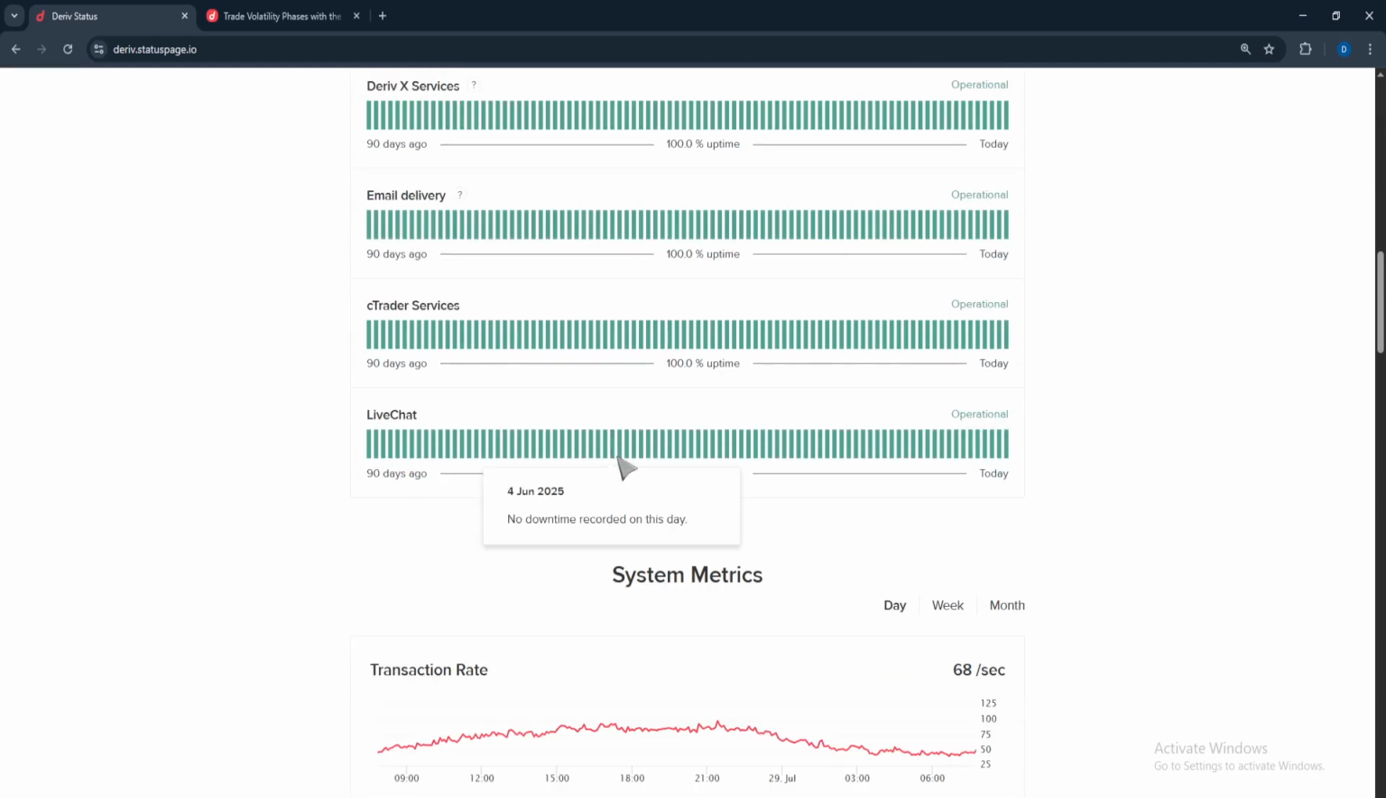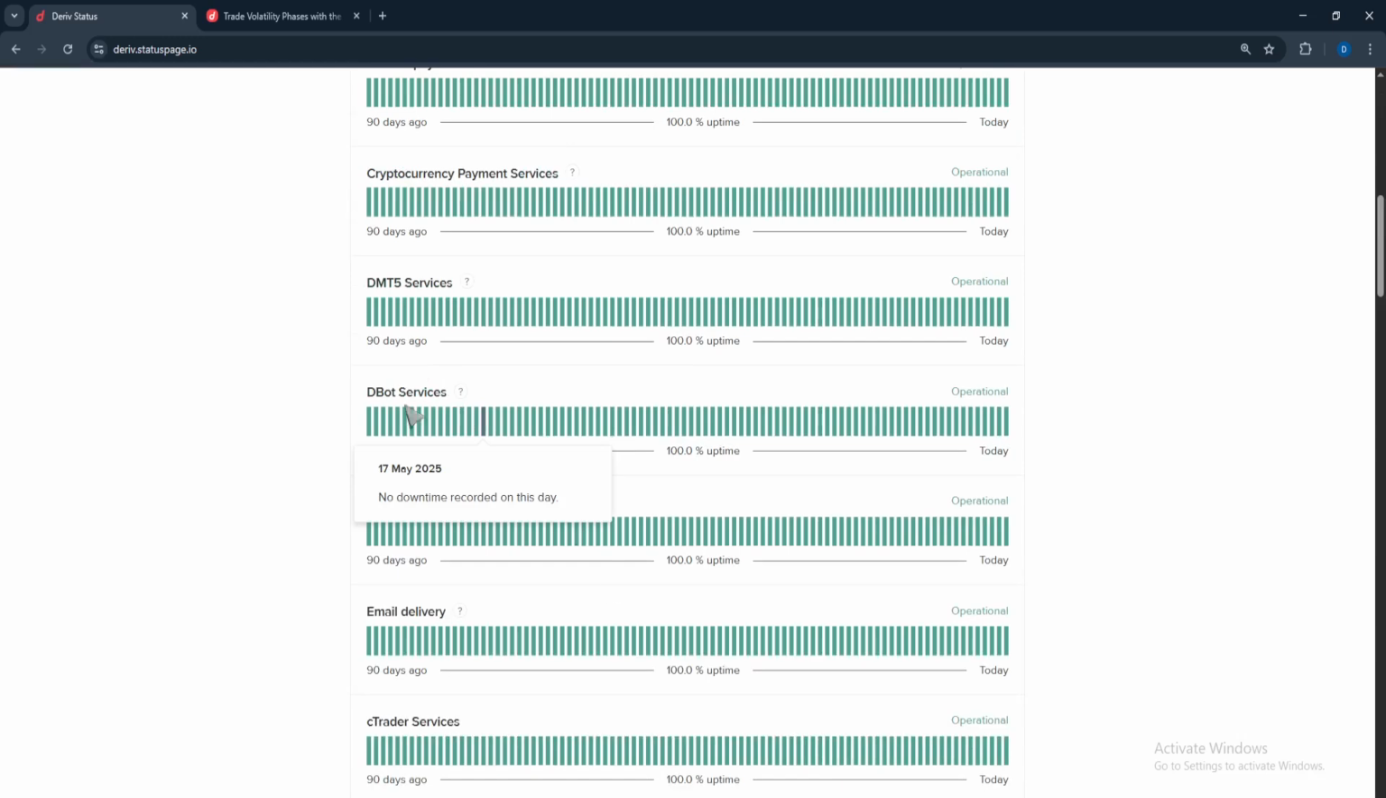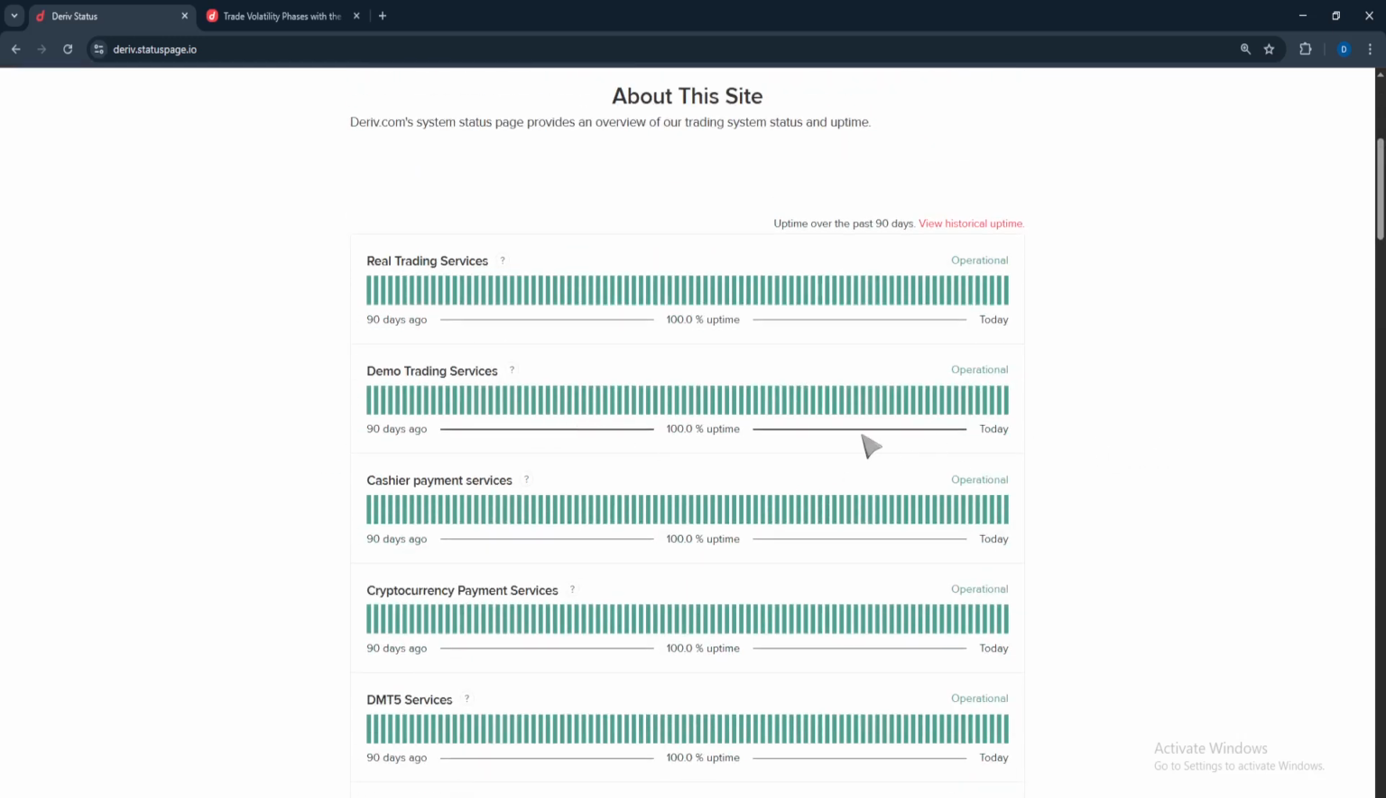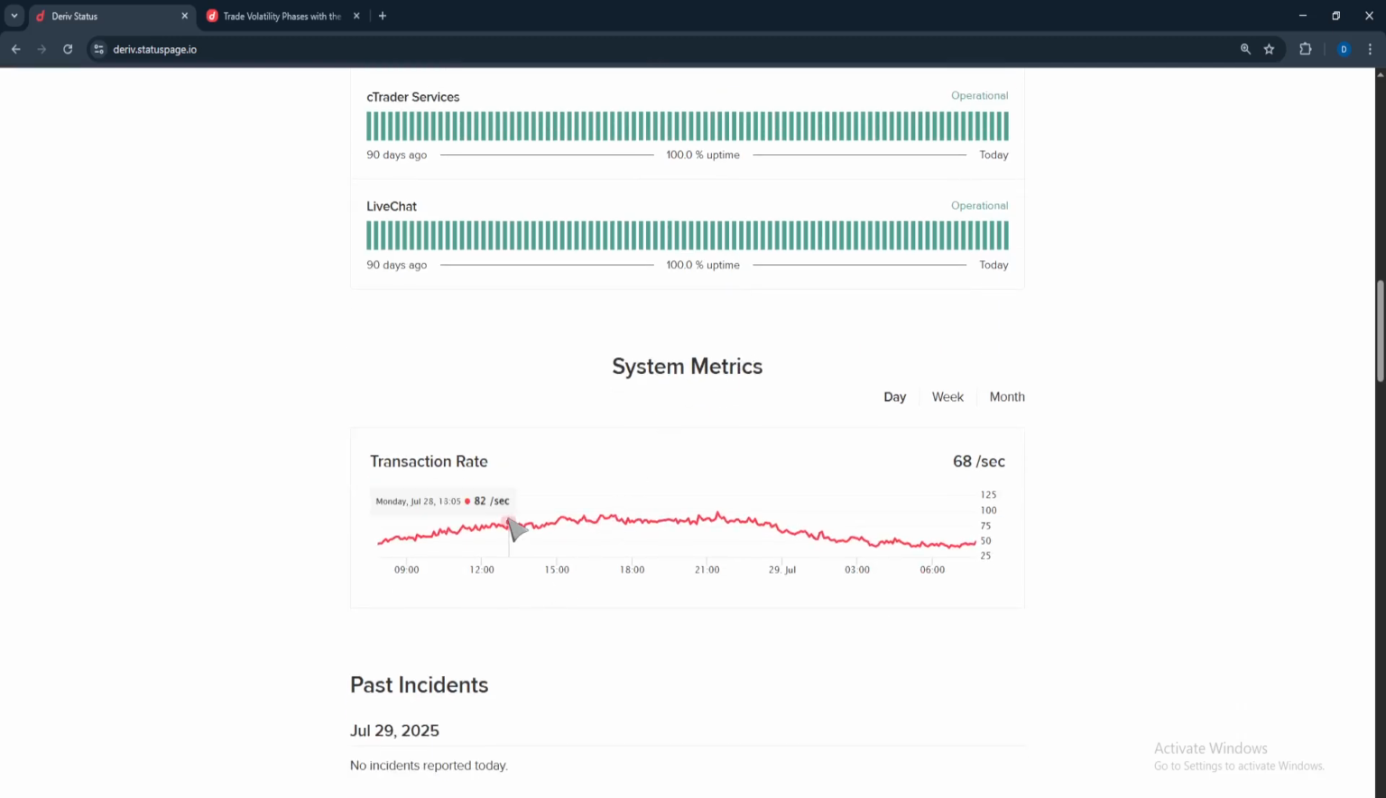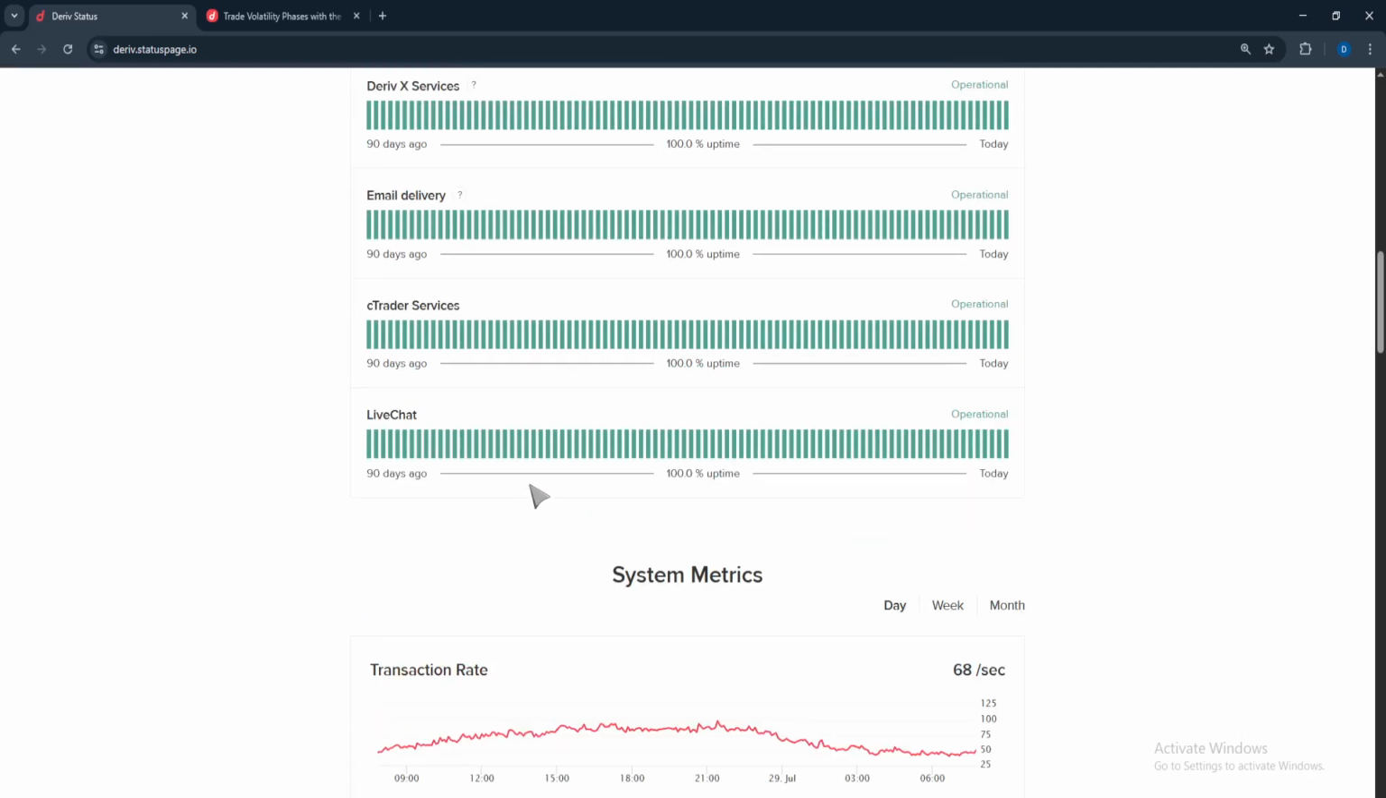The first thing that you should know is that all systems in Deriv are functioning correctly. As you can see, the MT5, dbot, email delivery, CTrader, everything has 100% operation rate, all right? And there is no major incident today. So guys, today you don't have to worry about anything.